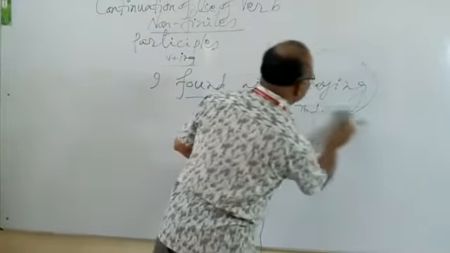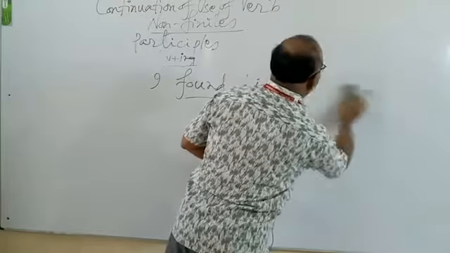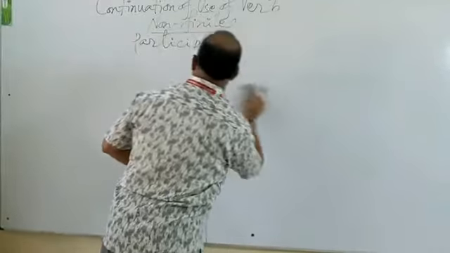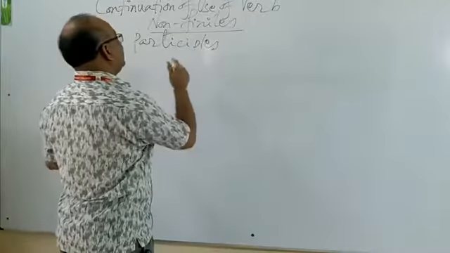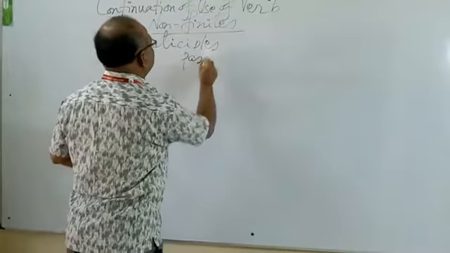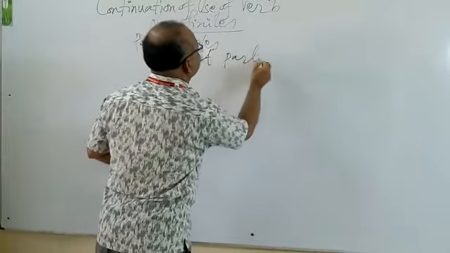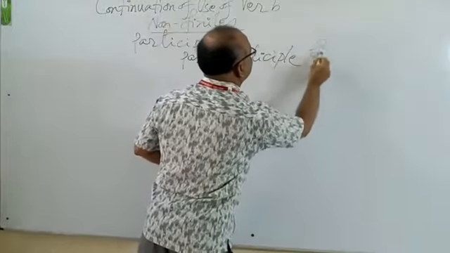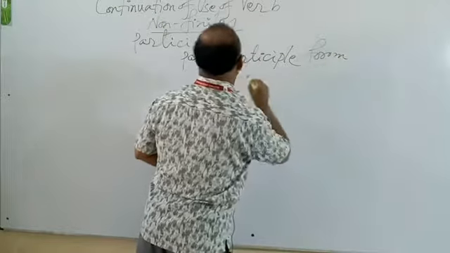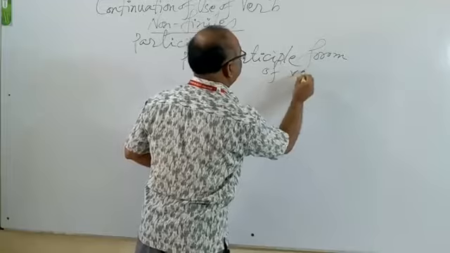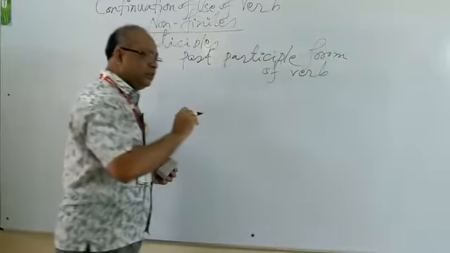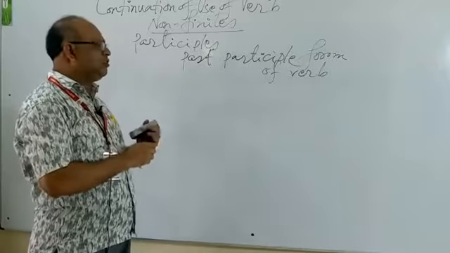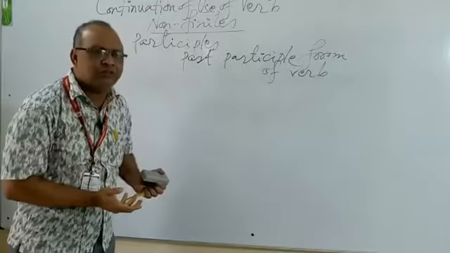And then let's move to the second kind of participles. What was the second kind of participles? It was the past participle form of verb. And this is important, I tell you. This is very, very important.